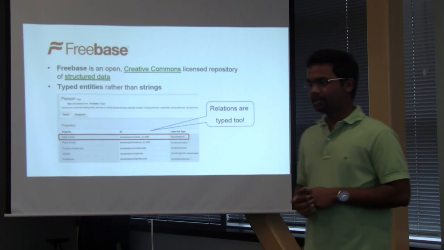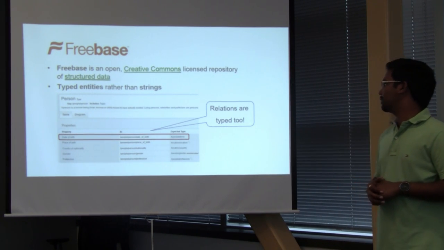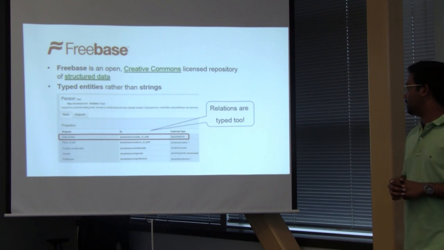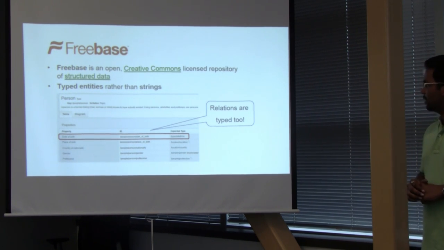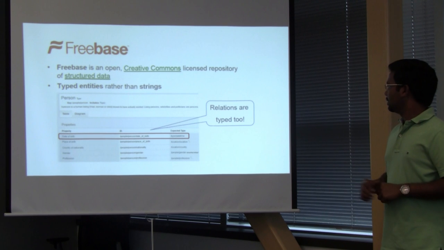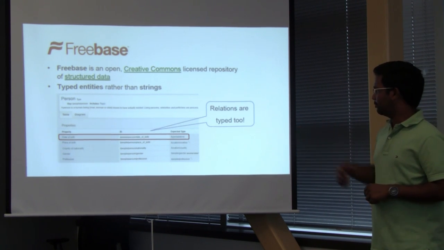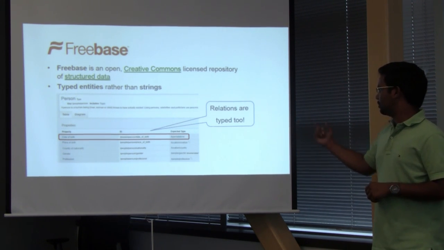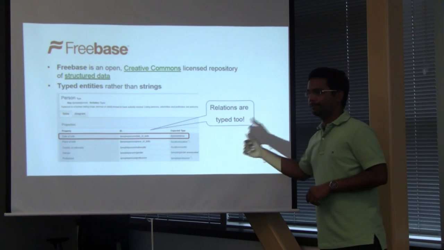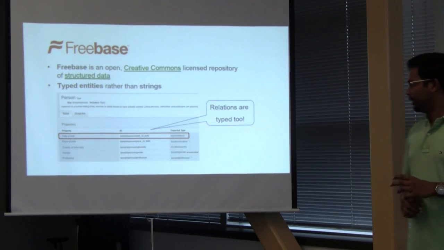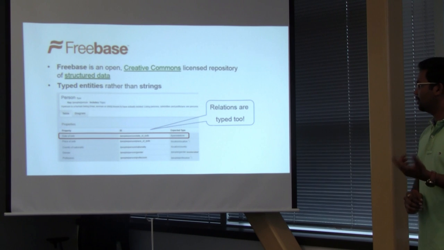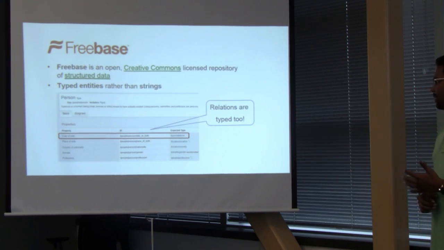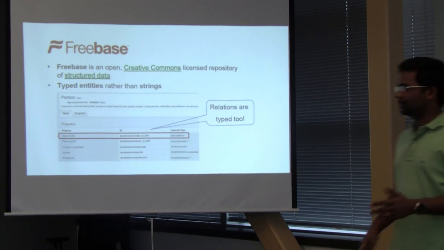The perfect example for a structured knowledge base is Freebase, where even the relationships are typed. So here I am showing an example of date of birth, which takes only the expected type called datetime. So it has a strongly typed nature in Freebase.